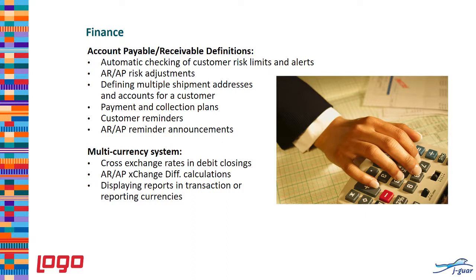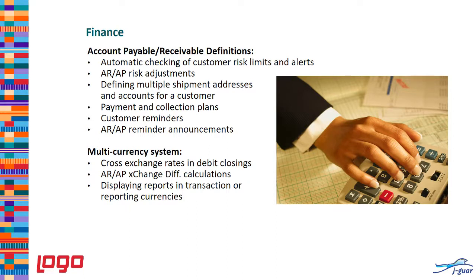In the definitions part, you can create automatic checks, and you can create risk limits and alerts for each of the customers or each of the suppliers that you have. There's definitely financial exposure information that you need to be adjusting and take into consideration. Defining multiple shipment addresses as well as invoice addresses per account of each customer.